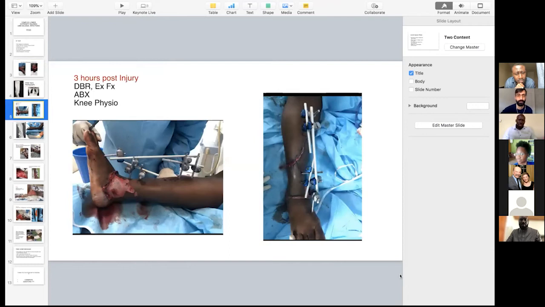So we had initial debridement done. We had already decided that we were using an external fixator. He was started on early antibiotics and was taken back to the ward and he started knee physiotherapy and knee movement. However, I must comment that on the medial aspect of the distal tibia, the tissues were degloved. However, we were not tempted to remove them. We debrided it and then allowed it to settle down in the coming days to determine what we will do. Next slide, please.